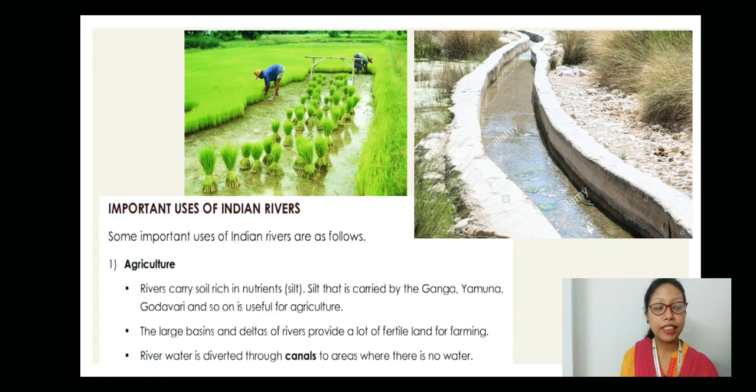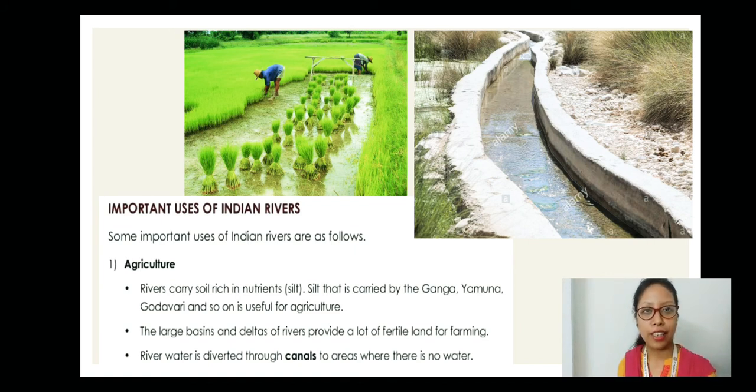So today we will be discussing the important uses of Indian rivers. Now uses of Indian rivers as a whole we have already discussed in part 1, that is understanding rivers. That part was rivers as a whole. But here we will be discussing the features of the Indian rivers. Okay, so let's start. So as you can see here, the first important use of Indian rivers is agriculture.